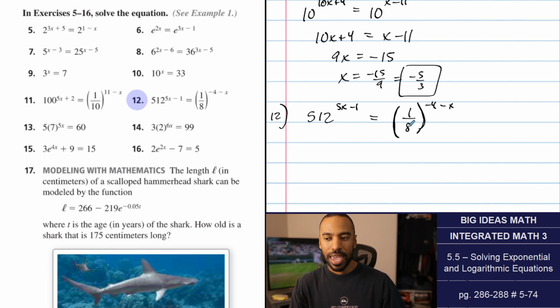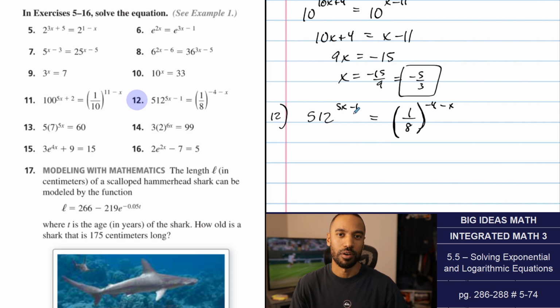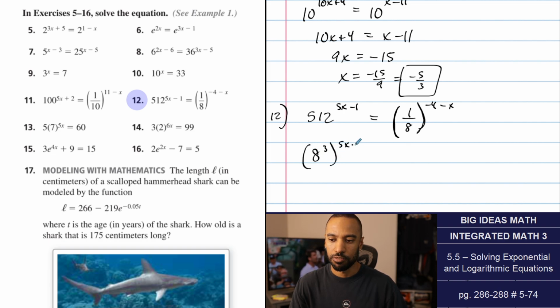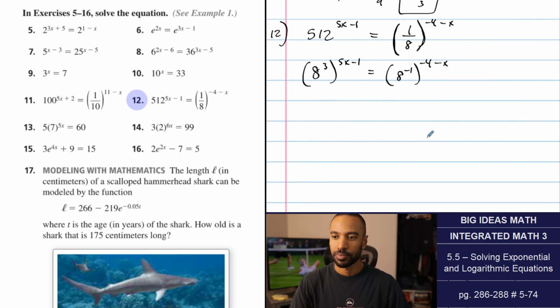Just so you know, 8 is 2 to the third power. 512 is 2 to the ninth power. So you could do some form of matching 2s, but 512 is also 8 cubed. I'd prefer to work off of 8s if I can. So 8 cubed to the 5x minus 1 equals, and that's 8 to the negative first power, as you saw from the tens, to the negative 4 minus x.